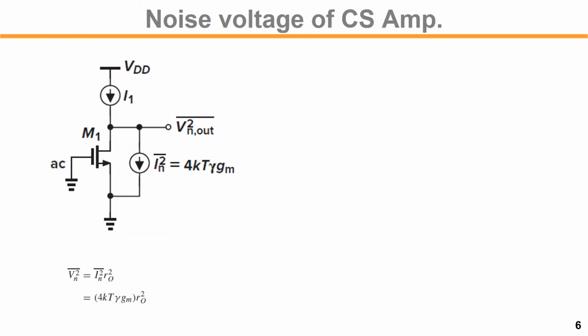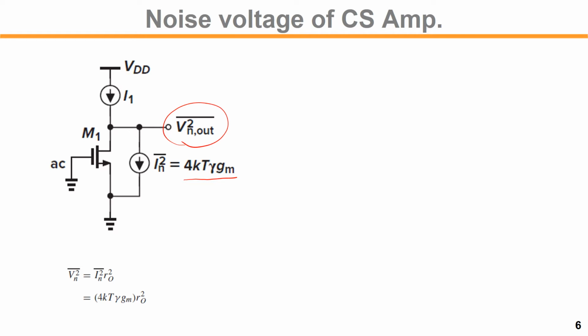Let's consider the amplifier noise. The simplest amplifier stage using a single transistor is shown here, a common source amplifier. We have a single noise source, M1, between drain and source. We have a current noise whose power density is 4KT gamma GM. In that case, what would be the output noise voltage?